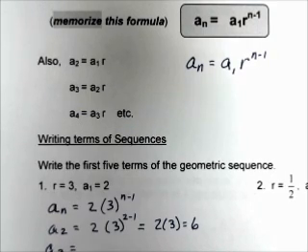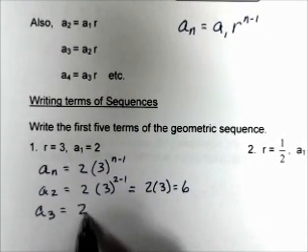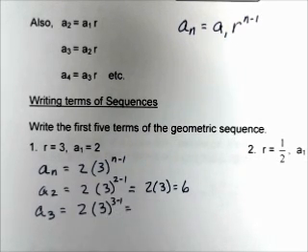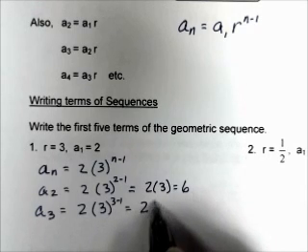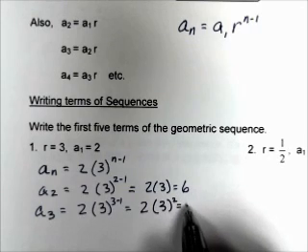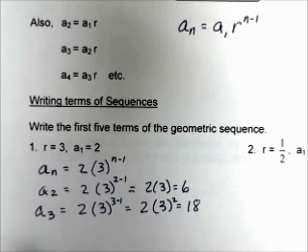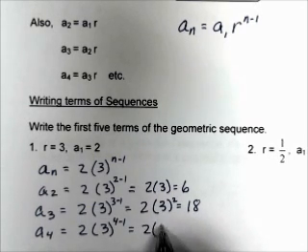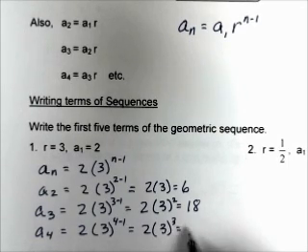Our third term would equal 2 times 3 to the 3 minus 1. 3 minus 1 is 2. 2 times 3 to the second. That's 9. Times 2 is 18. Our fourth term, 2 times 3 raised to the 4 minus 1. 4 minus 1 is 3. 2 times 3 to the third. 3 to the third is 27. Make sure you're following your order of operations here. And 27 times 2 is 54.